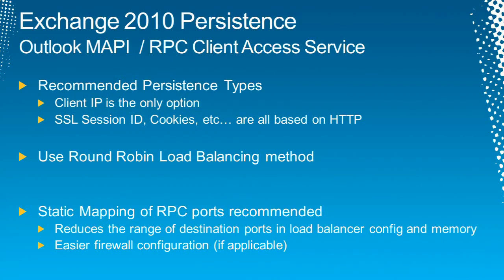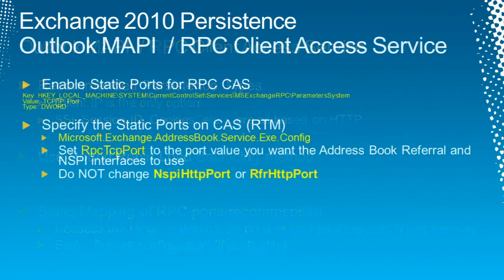a persistence option. The second piece to Outlook MAPI RPC CAS is the concept of static mapping for the RPC ports. If we leave the dynamic range turned on, the load balancer has to maintain a table of all of those source ports for each client coming inbound, which consumes a lot of memory on your load balancers. By going to static mapping, we're saying we have 3 ports on all of our CAS servers that will be used, and it makes the sizing of that memory table smaller, which means you can have more effective performance on your load balancer.